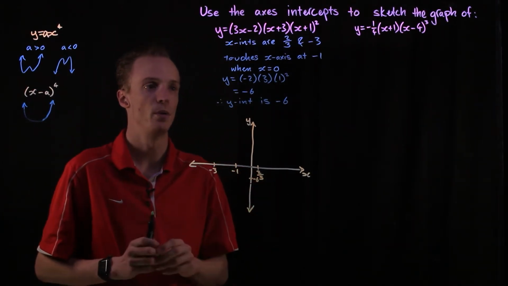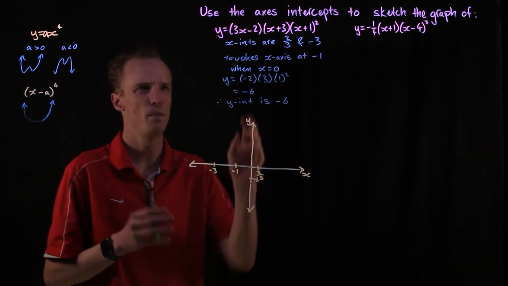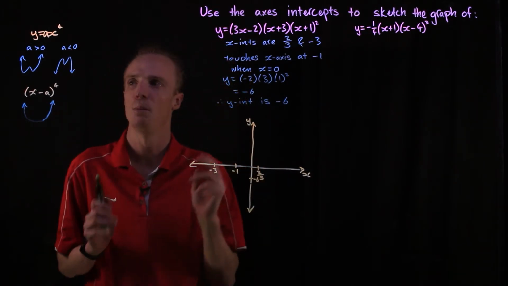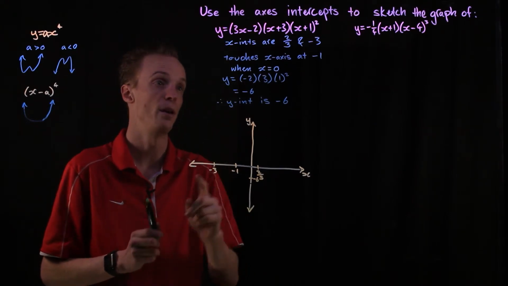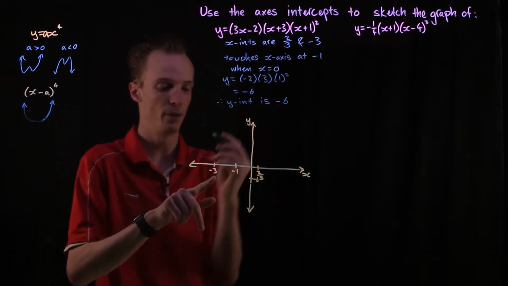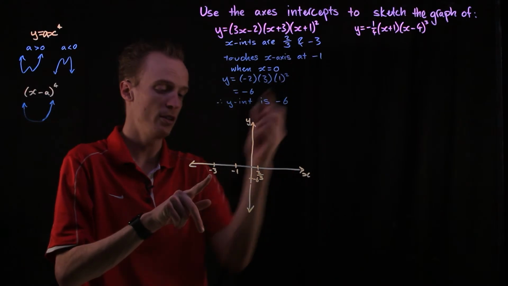Okay, so now I've got these points. What I want to consider is just my a value again. Keep in mind it's positive, so that means it's going to overall open up. So it's going to start up here somewhere. At negative 3 it's cutting through, so it's cutting through here. It's touching at negative 1.